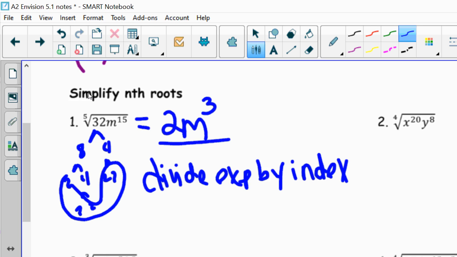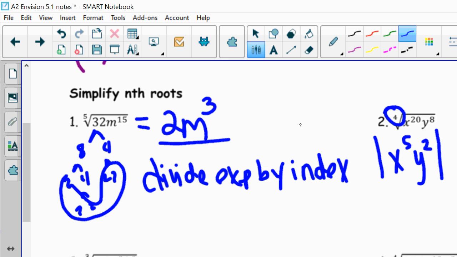All right, so now we're going to look at number 2, the fourth root of x to the 20th, y to the 8th. I have to pay attention when I have an even root. If I have an even root, remember we said that we could have 2 answers, positive and negative. We're going to pay attention to that here in just a minute. So I'm going to go ahead and write all of this as the absolute value when I bring it out. So x to the 20th, the fourth root of that, 20 divided by 4 is 5. So absolute value of x to the 5th. Y to the 8th, 8 divided by 4 is 2, so y squared.